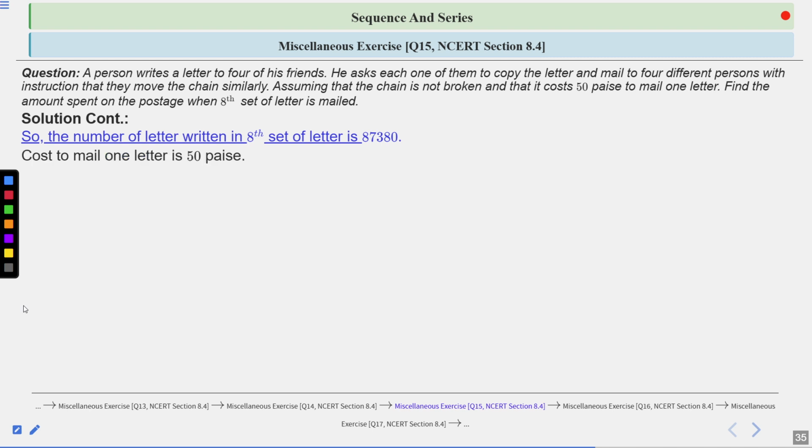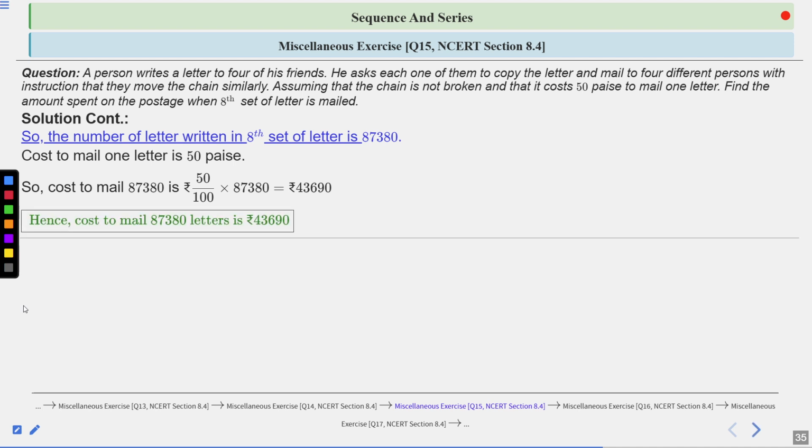Cost to mail one letter is basically 50 paise. So cost to mail 87,380 letters is basically Rs 50 upon 100 into 87380, which is equal to Rs 43,690. Hence, cost to mail 87,380 letters is basically Rs 43,690. So the final answer will be Rs 43,690.